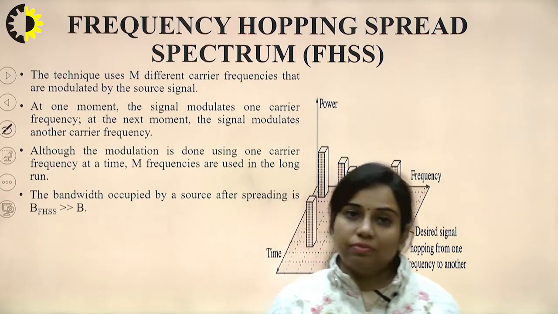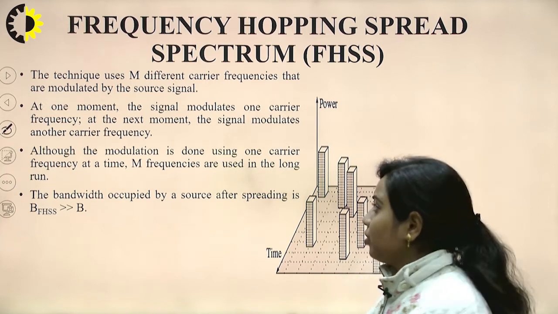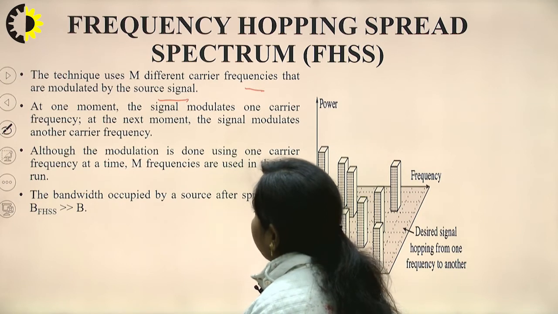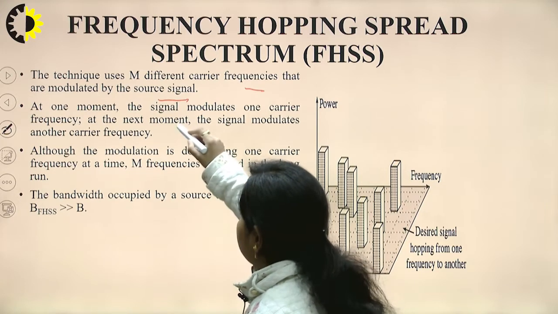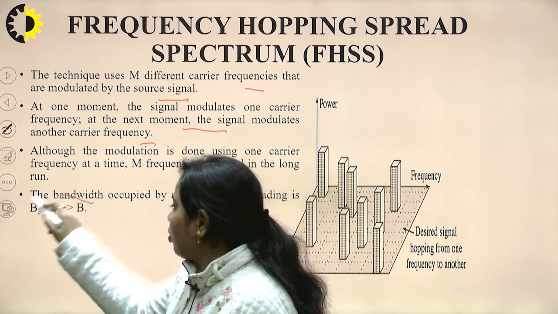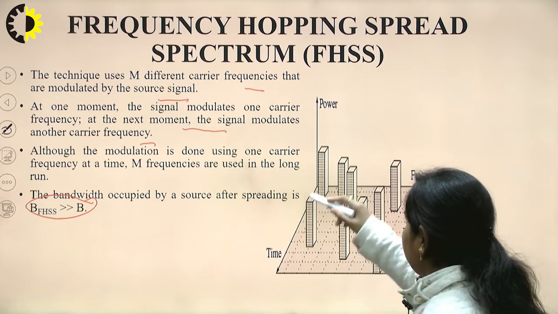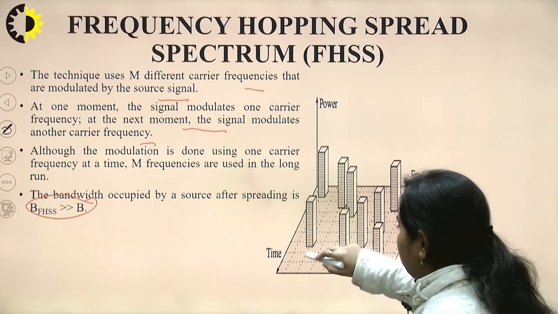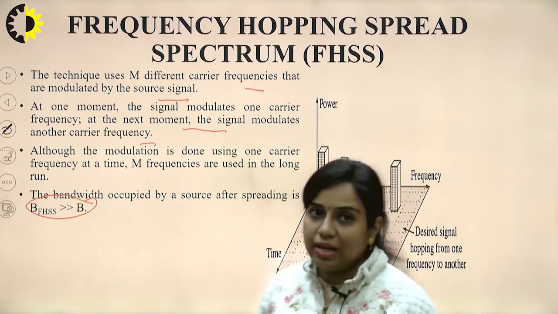Now next one is the frequency hopping spread spectrum, FHSS. The technique uses m different carrier frequencies that are modulated by the source signal. At one moment the signal modulates one carrier frequency, at the next moment the signal modulates another carrier frequency. So you can see that the bandwidth of this particular signal is far greater than the bandwidth of the actual signal. This is the diagram drawn between time, frequency and power. This is the time, and you can see that it hops across different frequency ranges. So this is the FHSS diagram.